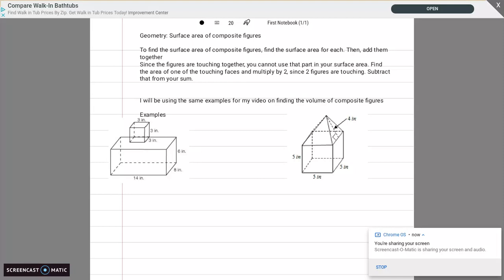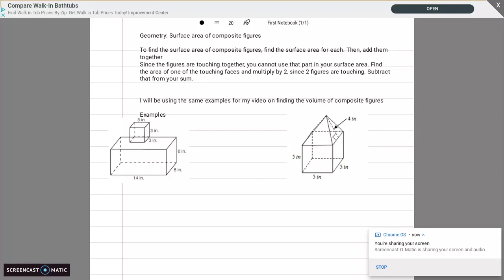To find the surface area, I like to find the surface area of both shapes first and then add them together. If you're looking at the pictures, that cube in the first example is sitting on top of the prism. Surface area means you can actually touch it. I can't touch that part of the cube, and I can't touch that part of the face of that other prism. So we have to take that part out.